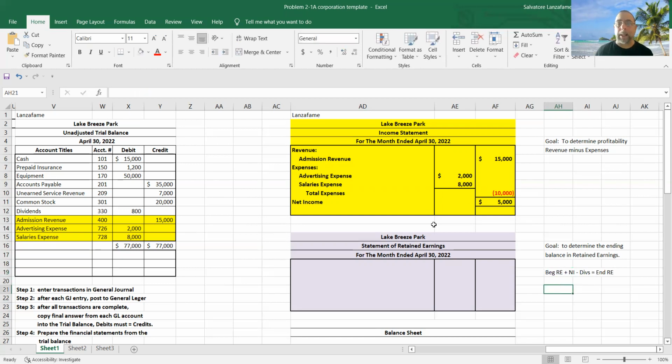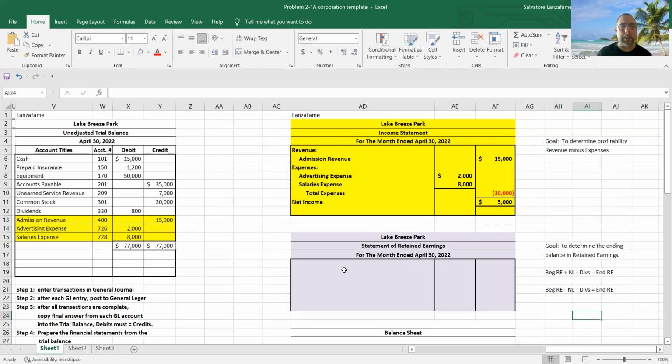If you had a net loss from your income statement, then the procedure you would follow is you would have your beginning retained earnings, you would subtract your net loss, you would subtract your dividends, and this would give you your ending retained earnings. Those are the two possibilities that occur in here.